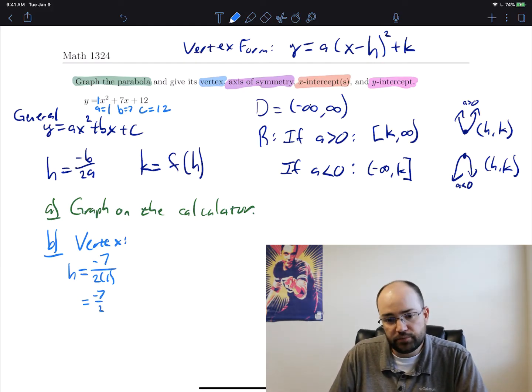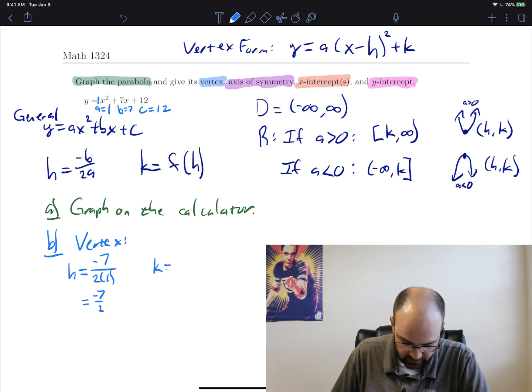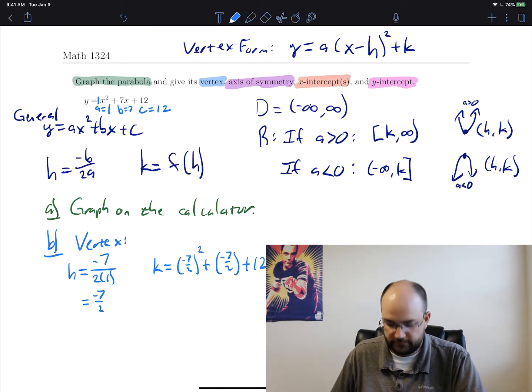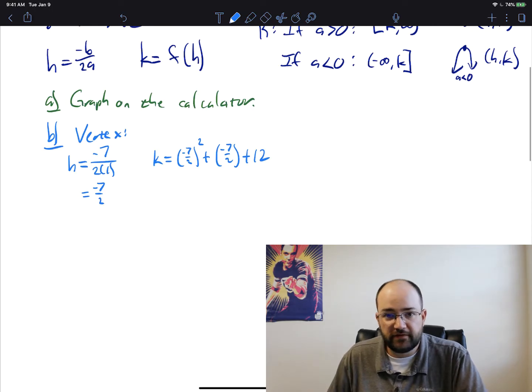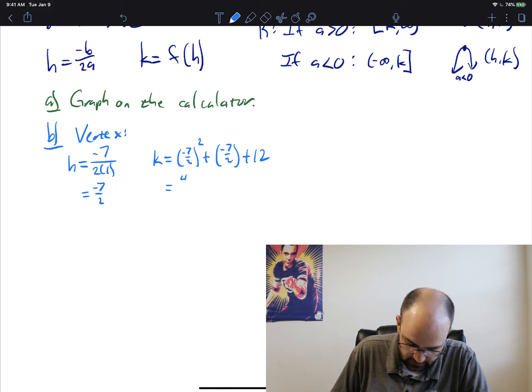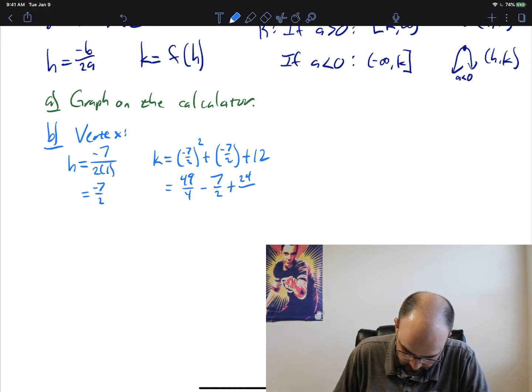Once you have that, plug it in. The k value is going to be parentheses negative 7 halves close parentheses squared, plus parentheses negative 7 halves, plus 12. At this point, just simplify. You can just type this in on the calculator, exactly the way it looks, and it will tell you the fraction. In case you don't have your calculator on you, it will look something like this. Let's make this over 4. So minus 14 over 4 and plus 48 over 4.